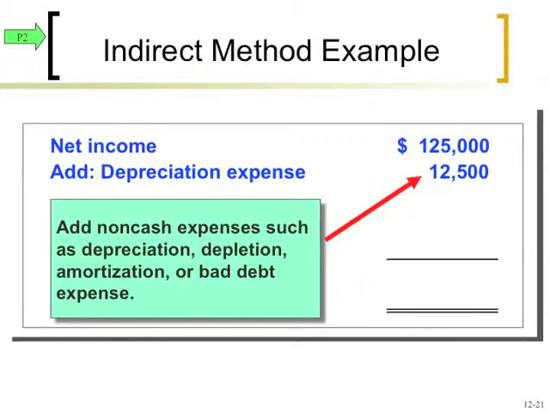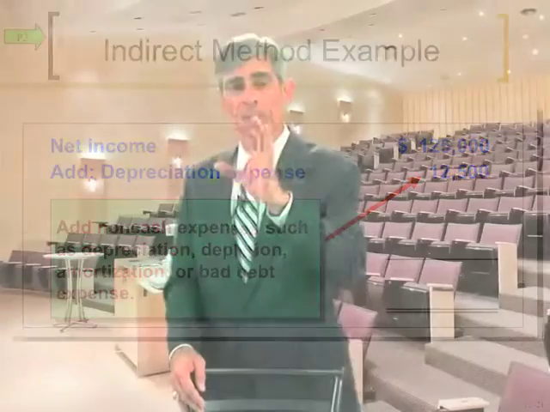And notice we do depreciation, depletion, and amortization. Let me explain the three of those. Depreciation deals with fixed assets. Depletion deals with natural resources. Amortization deals with intangible assets like patents, trademarks, copyrights, franchises, all of that. They all mean the same thing. They are the periodic write-off of a long-term asset.